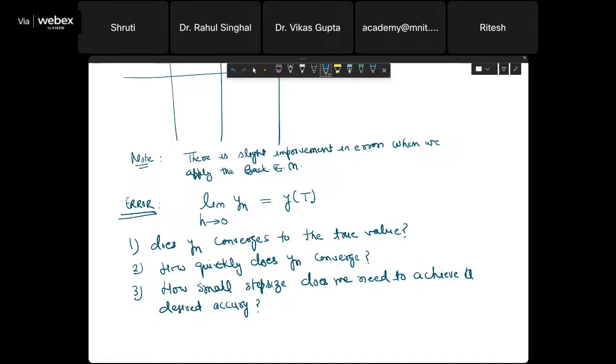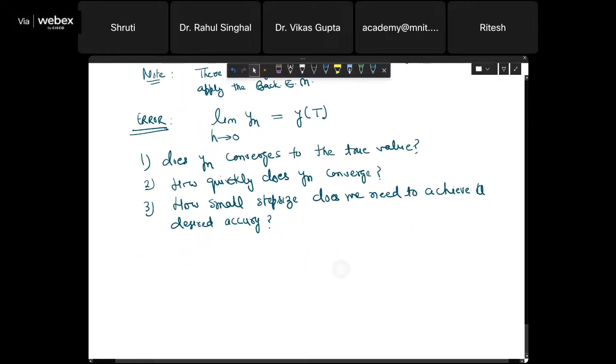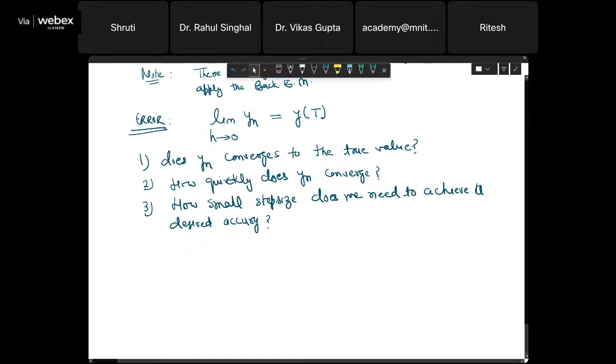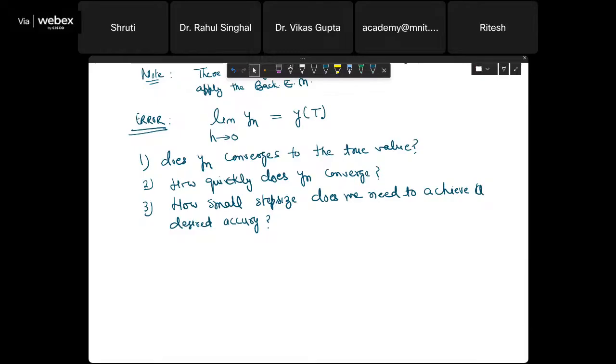So to answer these questions, we have to understand the relationship between the error and the chosen step size h, and that is what we will now see. This comes under the global and local truncation errors. The error here is the difference between the exact solution and the approximate solution obtained using the numerical method. It is a very simple definition.